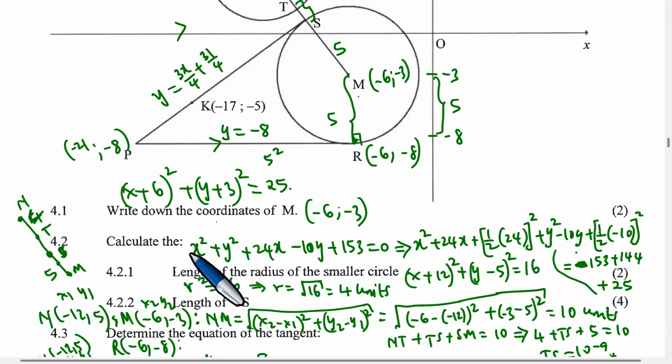If this one is -21, and this one here is -6, what is the distance between -6 and -21? It's -6 minus -21, which is -6 plus 21. What is -6 plus 21? It's 15. So PR is 15.